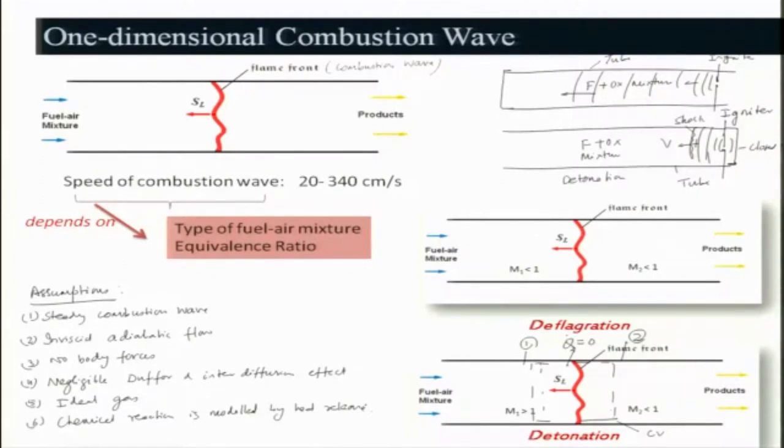Another thing, we are also assuming constant properties, which is not true. That means Cp is a function of temperature, and the other properties also change. We are using the same gamma value, Cp by Cv, but that is not true, because across the combustion wave there will be a rise in temperature, change in density, and change in pressure. We will not take those into account.